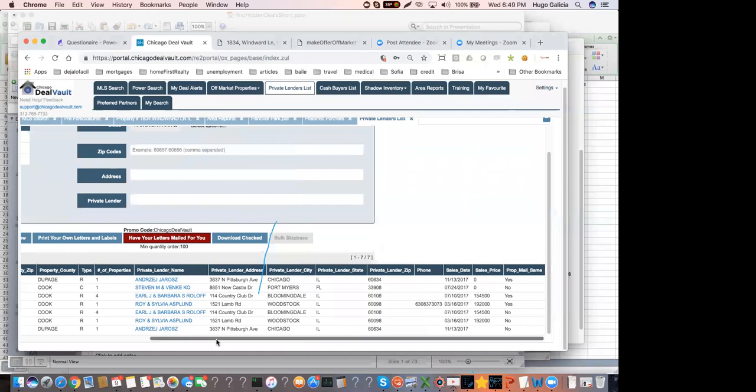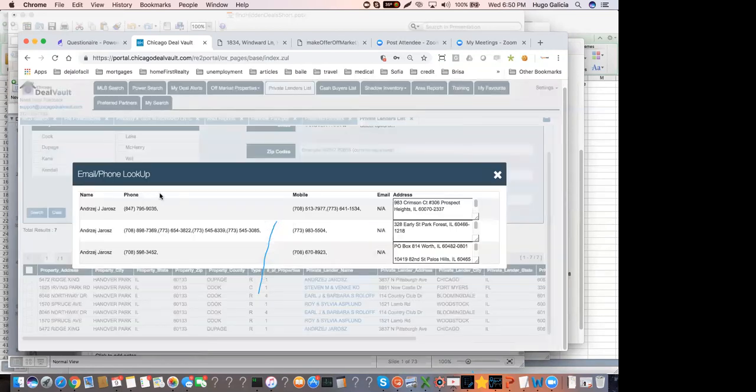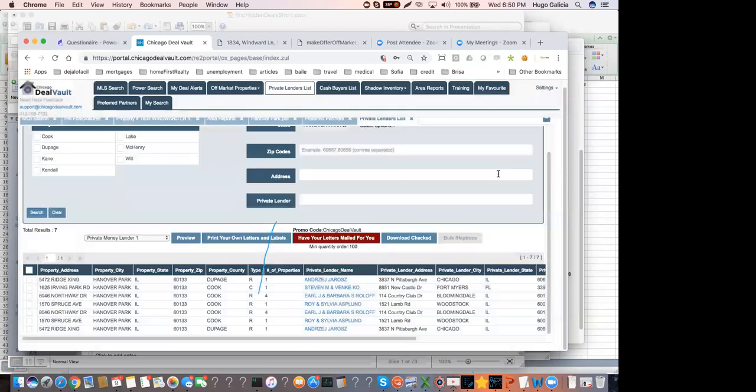Not only that, but when you hover over the name and click on it, I'm gonna hover over the first one, Andres, and when I click on the name, we're gonna give you their contact information, so that you can get in touch. Actually, it's the second one, because that one is in Chicago. So this individual you can get a hold of via email, phone, or you can do a mailing campaign, okay?